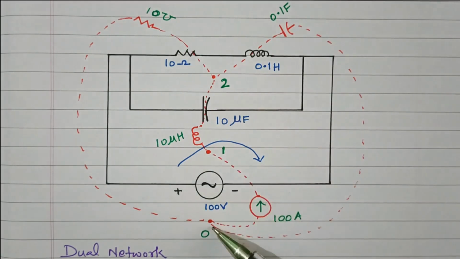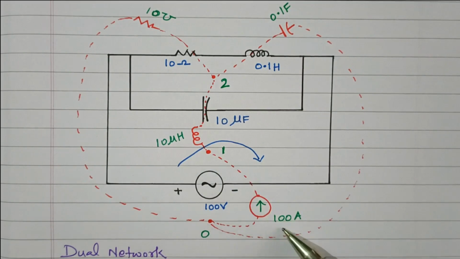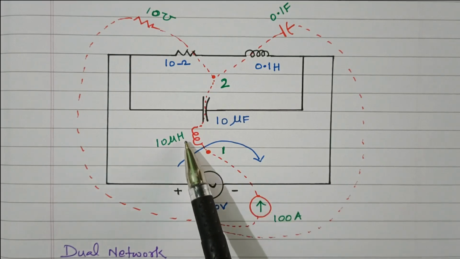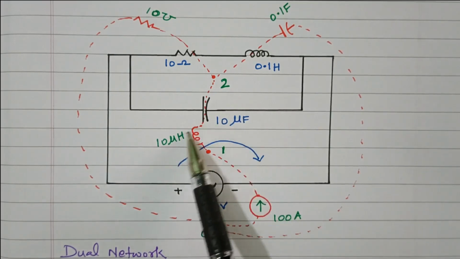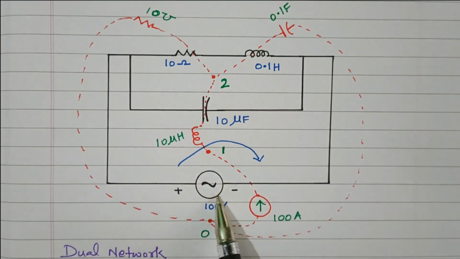Now between 1 and 0, what we have, one voltage source is available. That is now converted into a 10 ampere current source. Right? Voltage source now converted into current source. See the direction of current. Current is flowing in clockwise direction, that is from negative to positive. Current is from negative to positive.